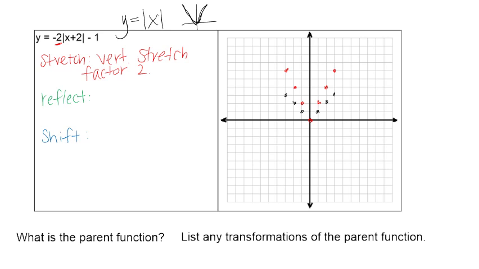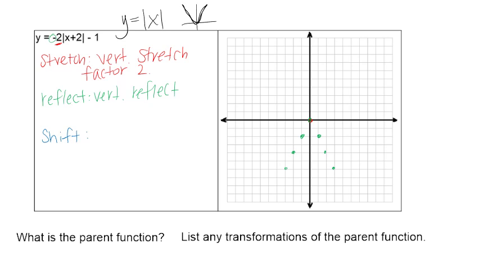Okay, so I'm going to erase as I go. Get rid of my parent function now because this is my newest function. Okay, now the next piece that I want to deal with is a reflection. So notice that I do have that negative on the outside. So I'm going to reflect vertically. So this is a vertical reflection. So I'm going to move all of my points down across that x-axis. And I'll go back and I'll erase the red ones because those are no longer relevant.